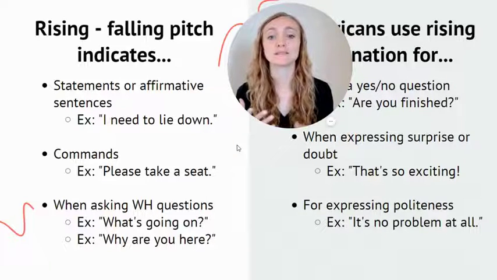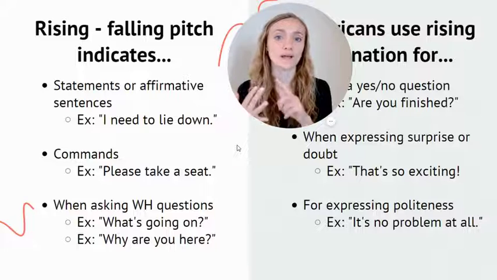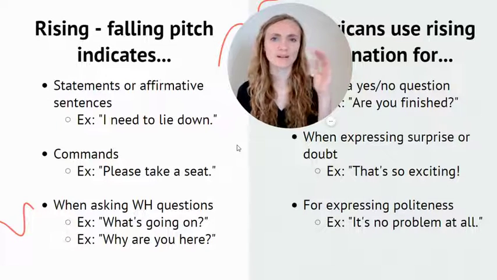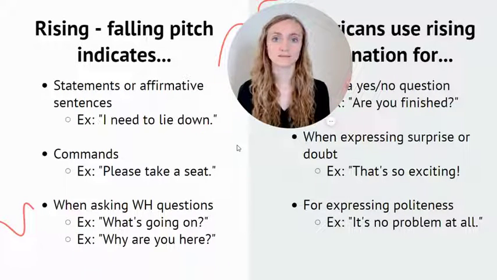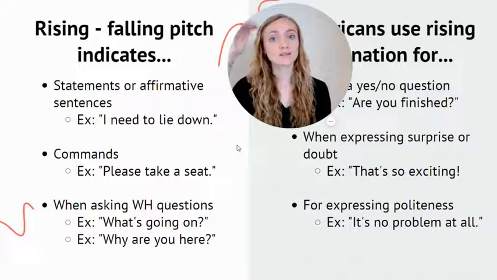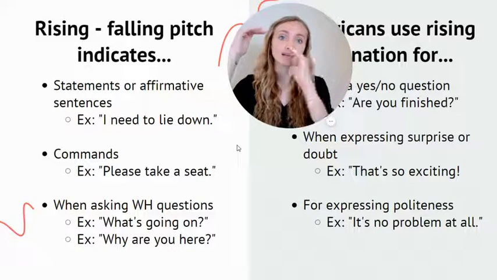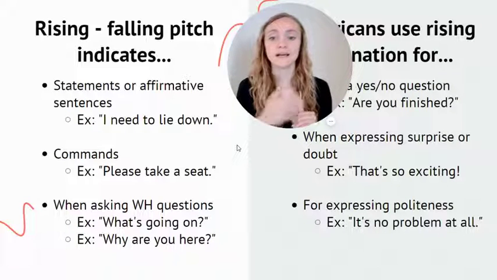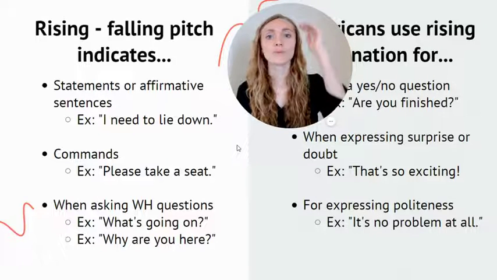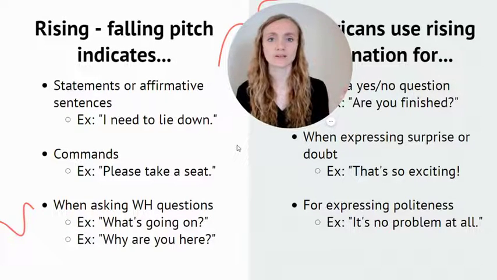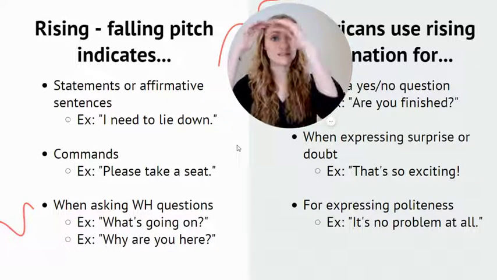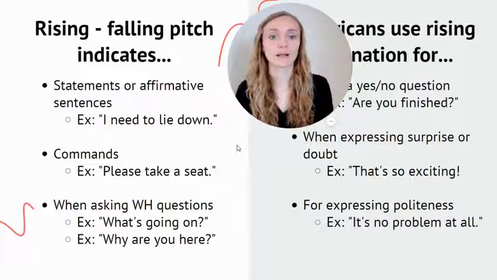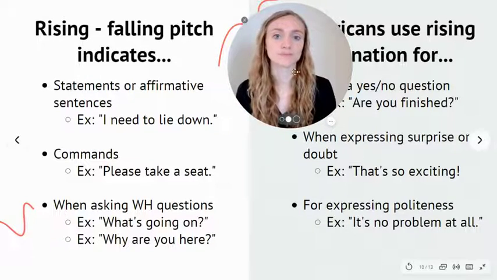Or also when we ask WH questions, so like what, where, when, why. So if I ask, what's going on? What's going on? So I start, the what is higher than the on. So that's showing the rising into a falling pitch. Another example with a WH question with why. Why are you here? Why are you here? So why is much higher in pitch, rising, than the here, falling, okay? So those are rising to falling pitch.